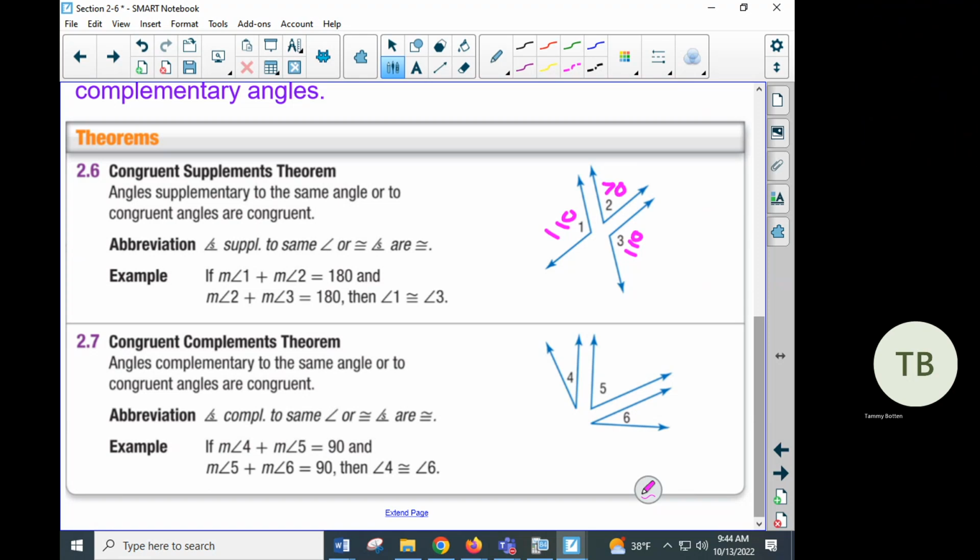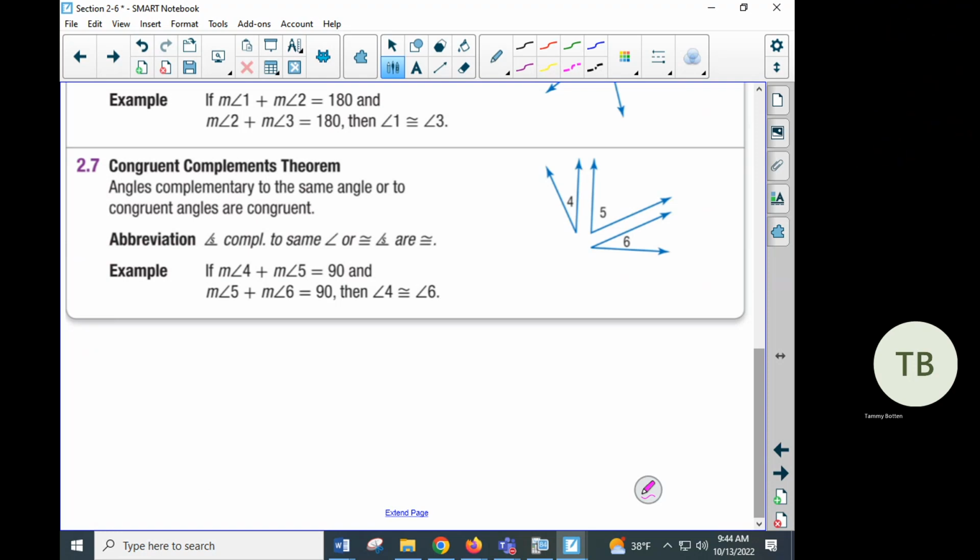So what this is saying is if you have two separate angles supplementary to the same angle, the only way that would happen is if these two are equal. That's what it's saying. We'll prove this theorem in the next slide or two, but it's not something we use a ton, but we will prove it.